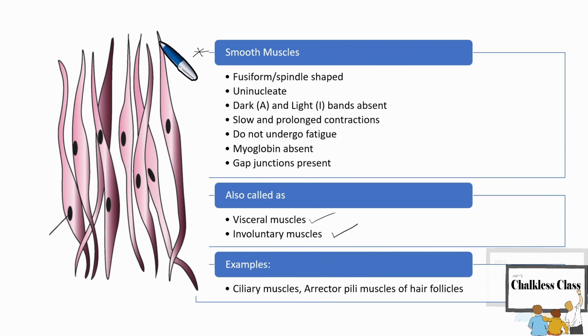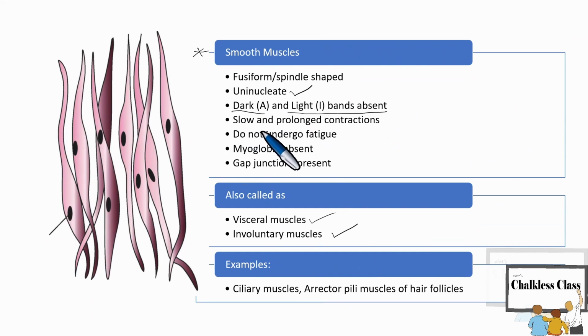These are fusiform or spindle shape. You see this muscle cell. Fusiform or spindle shape means both the ends are tapering, the middle part is broad. Such a shape is called spindle shape or fusiform shape. It has a single nucleus. In these muscles, A band, I band, dark band and light bands are absent. That's why these are called non-striated muscles or smooth muscles or unstriped muscles.